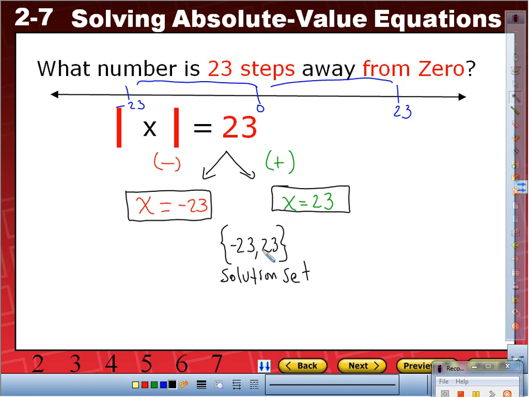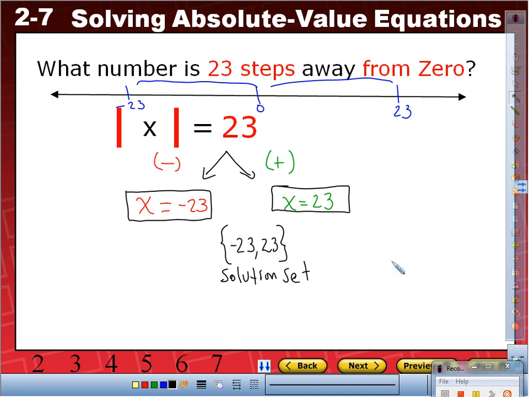Okay? So what does that mean, solution set? What it means is that the numbers inside of this set are a solution to this equation. So check this out. Everybody look up to the screen. If I substitute negative 23 in here, what is the absolute value of negative 23? 23. If I substitute positive 23 in here, what is the absolute value of positive 23? 23. Okay? So far, so good?